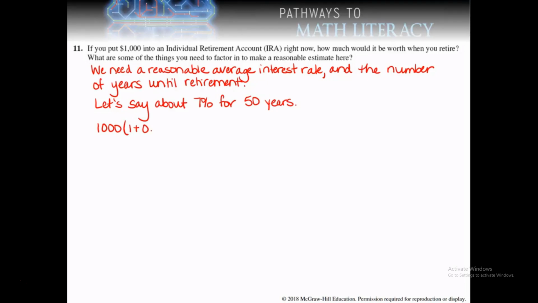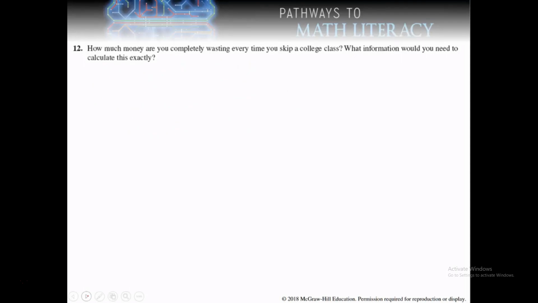In 12, how much money are you completely wasting every time you skip a college class? Well, the information that you would need to calculate this exactly would be the tuition rate at your school, which varies depending on where you live, whether you're in district or out of district, and sometimes even with your degree program. You'd also need to know the number of class periods in a semester, and then the length of each class period, because if you had a class that met for 2 hours, you'd be wasting twice as much money.